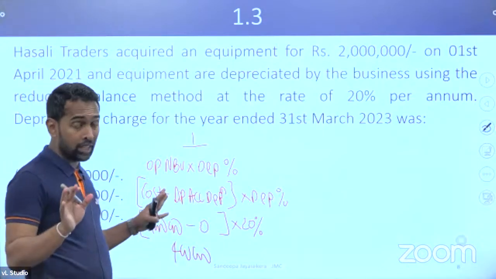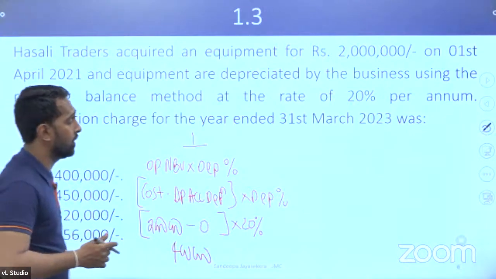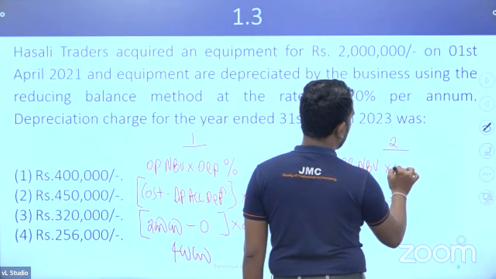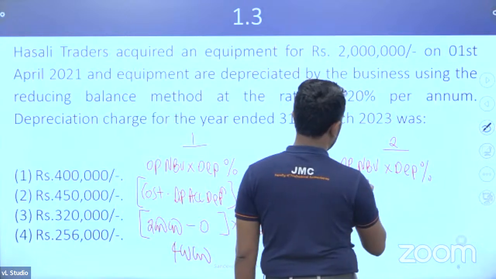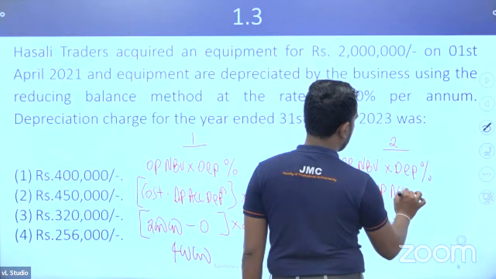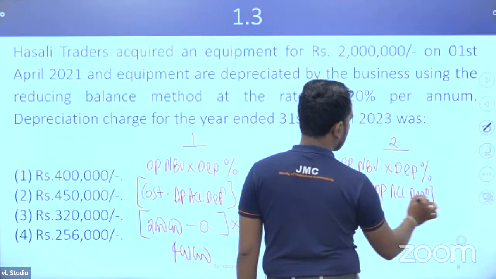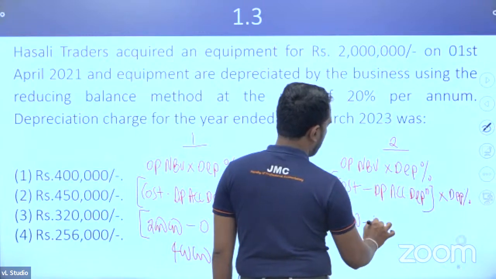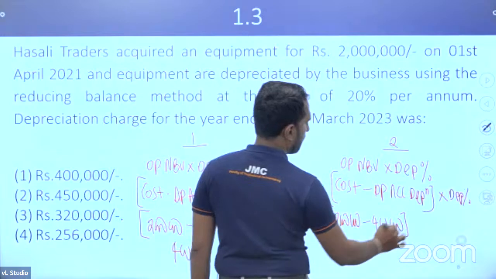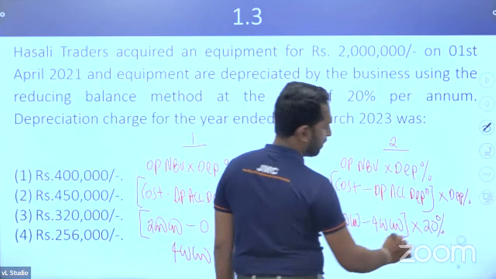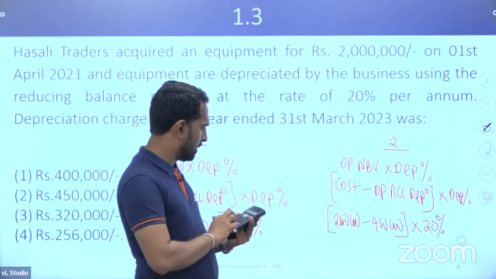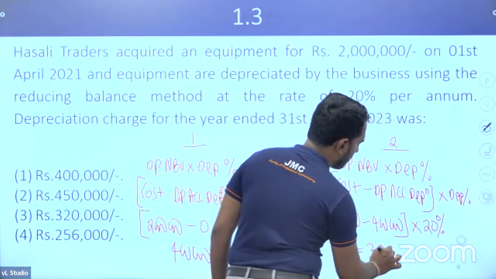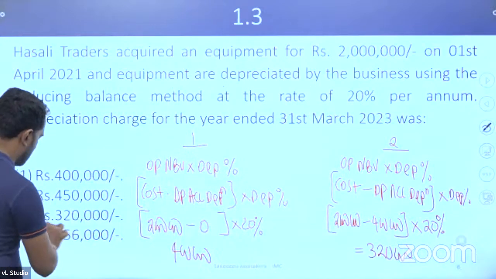Now what we need is not the 400,000. We need the second year depreciation, right? So we will calculate the second year depreciation. Once again, the same formula: opening net book value into depreciation rate, which is cost less opening accumulated depreciation into depreciation rate. So the cost is 2 million. Opening accumulated depreciation is 400,000. Multiplied by the depreciation rate of 20%. Thus, we're getting 1.6 million into 20%. So I'm getting an answer of 320,000, which is my third answer.